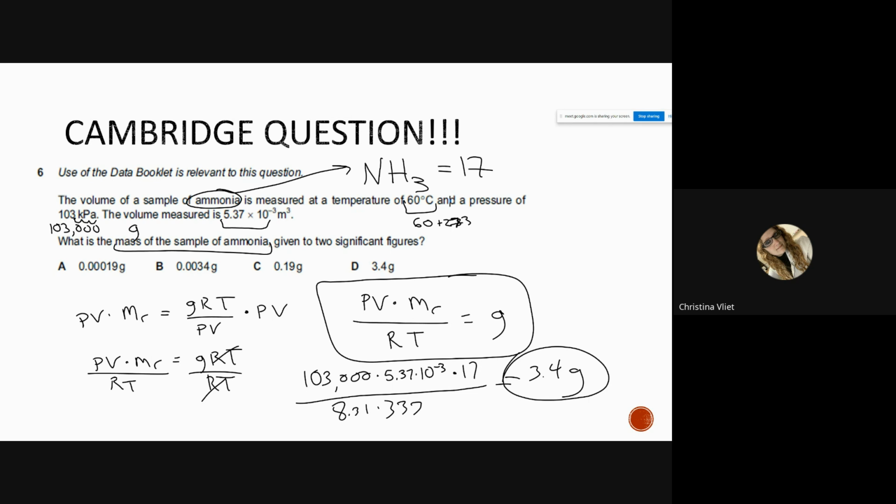Anyways, I just want to show you what it looks like in a Cambridge question. The only trick here is knowing that ammonia is NH3. Here's the homework. Remember, due when? Wednesday. Just in case you need help during tutoring.